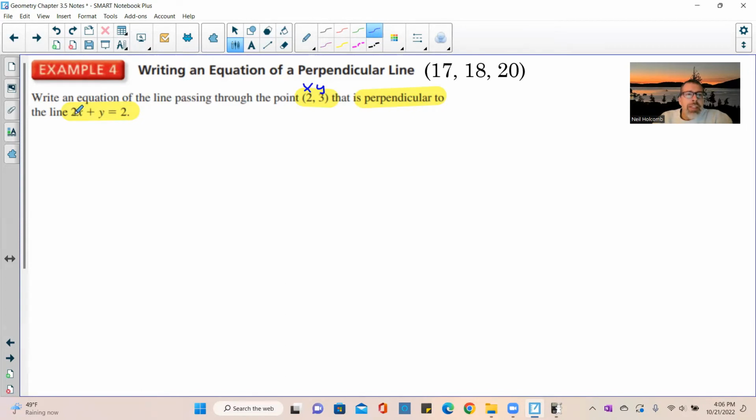We have a line here, but it's in standard form, and I want to put it in slope-intercept form so I can see what the slope is. So I'm going to subtract 2x from both sides. I want to get it to say y equals mx plus b. So my slope is -2, and my y-intercept is 2. So I know my slope of the given line is -2, and my y-intercept is 2. Well, the slope of a line that is perpendicular is going to be the negative reciprocal of this slope.